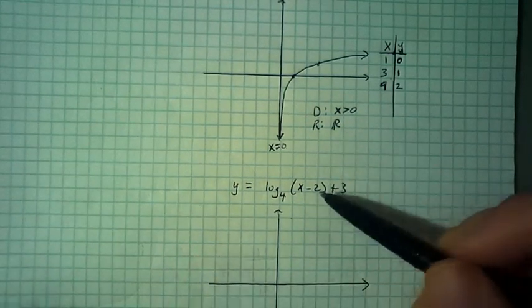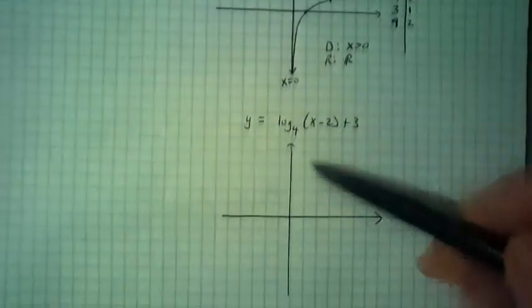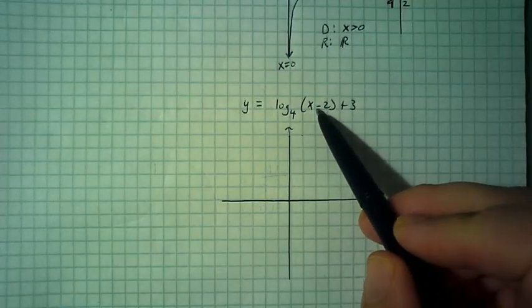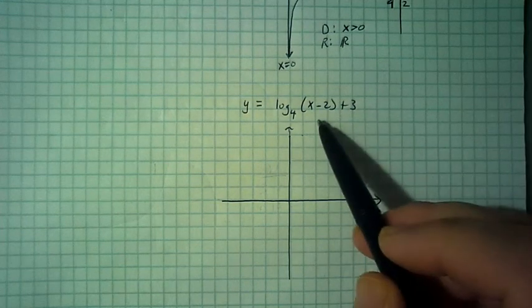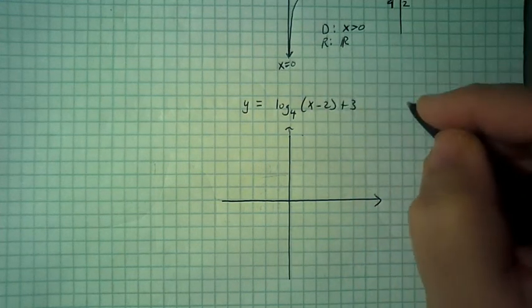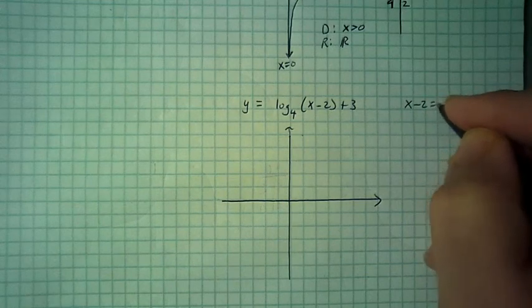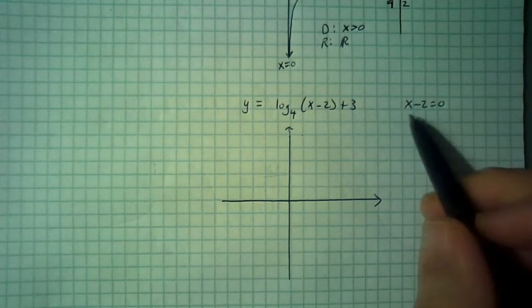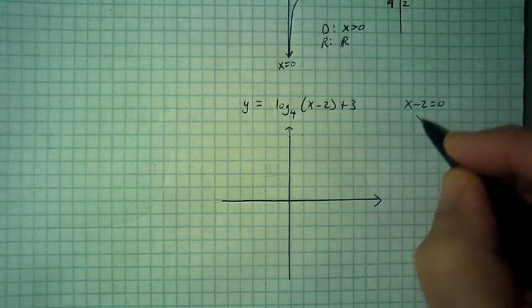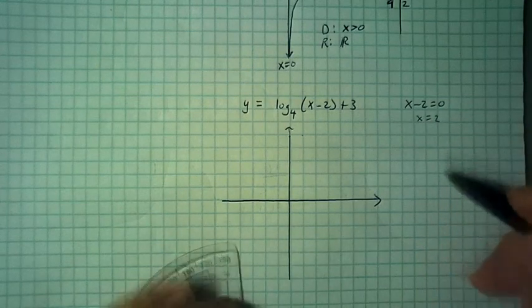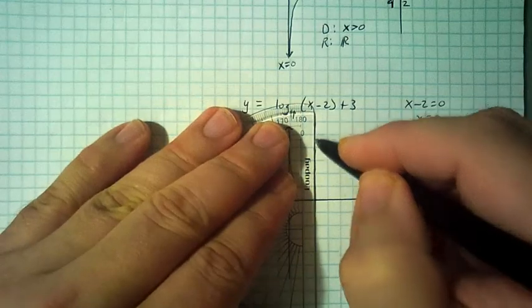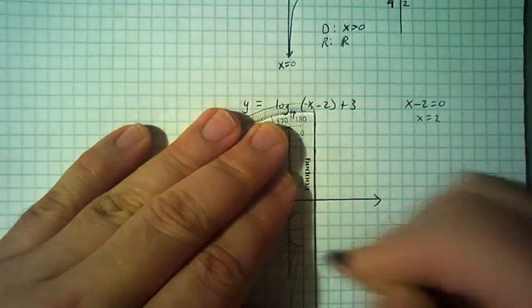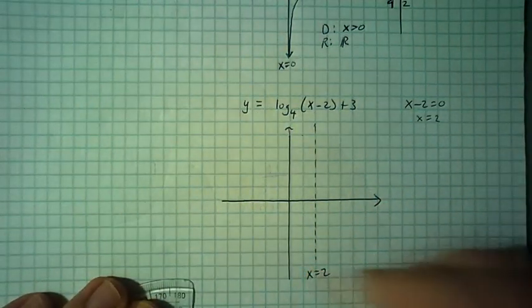So first thing I'm going to do is find my vertical asymptote. I need to figure out what makes the inside 0. In this case 2, because 2 minus 2 is 0. If you have trouble with that logic, just take whatever's on the inside and make a little equation where it's equal to 0. That you should be able to solve. Add 2 to both sides. x equals 2. That's going to be where my vertical asymptote is, here at x equals 2. Remember, it's vertical, not horizontal.